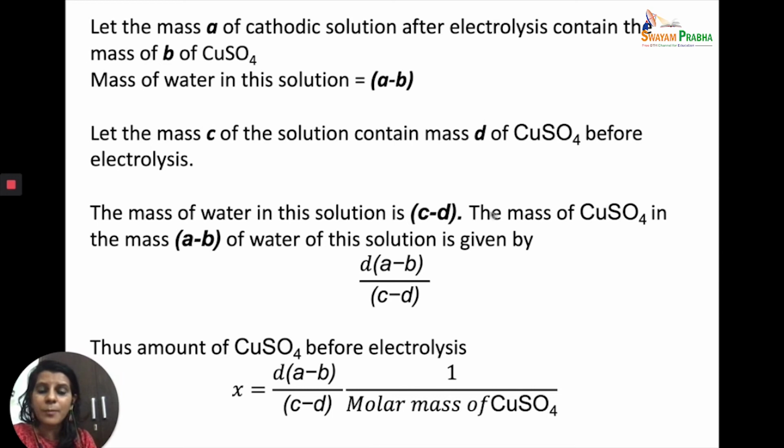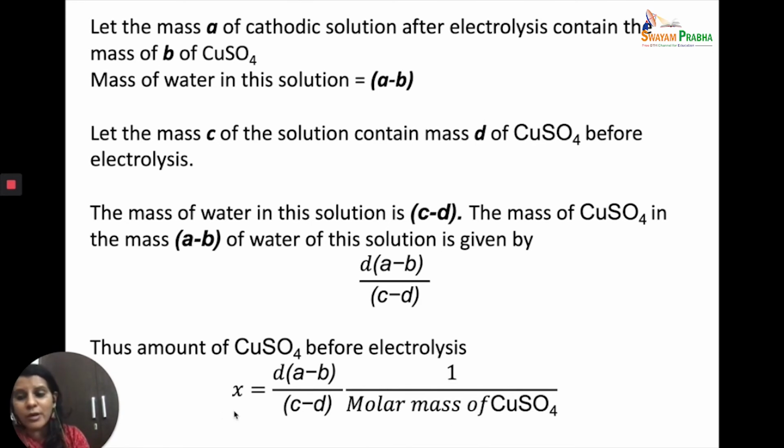Now what is the mass of copper sulfate in A minus B of the solvent? So we are comparing with respect to a definite mass of the solvent. The definite mass of the solvent that we are taking is that which came out after electrolysis, which was A minus B. So in C minus D of the water, you had D of the copper sulfate. So in A minus B, how much will be there? Unitary method: C minus D had D, so in A minus B it will be D into A minus B upon C minus D. Now the amount is the number of moles. So the number of moles of copper sulfate before electrolysis is mass upon molar mass. So you get D into A minus B upon C minus D, divided by the molar mass of copper sulfate. So you get the value of X.